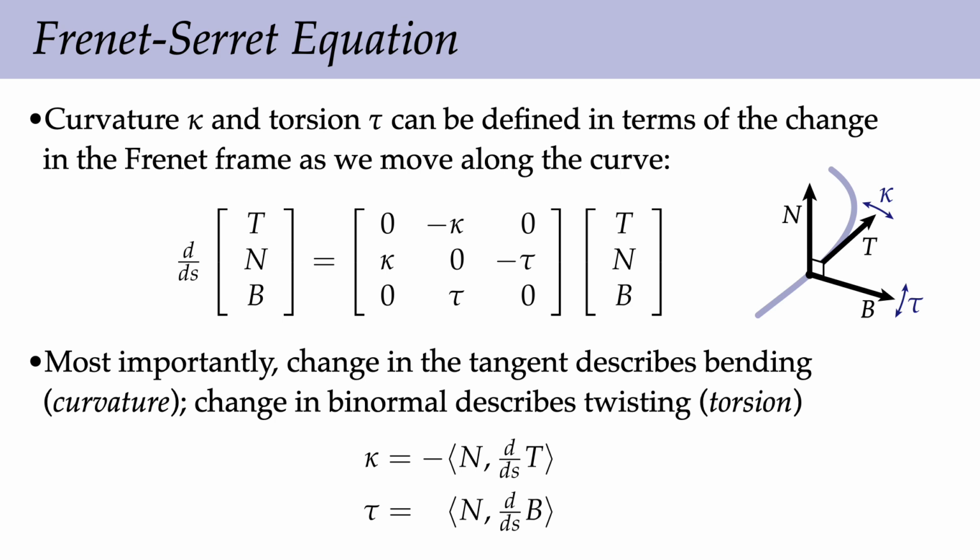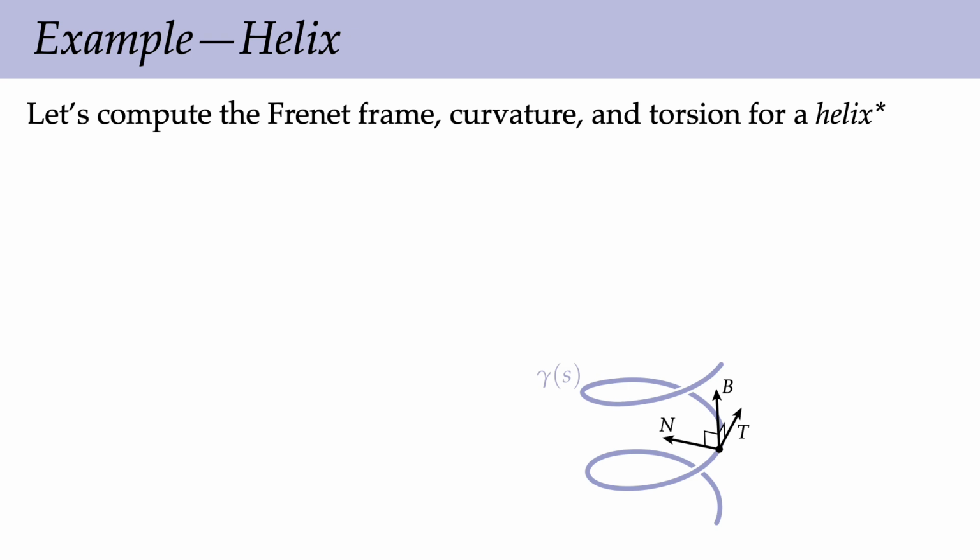To give a little more concrete example, let's consider the Frenet frame of a helix. So we have a helix γ(s), which is equal to (a cos s, a sin s, bs). If b was 0, this would just be a circle in the plane with radius a. If a was 0, this would be a curve that's just moving straight up in the z direction.